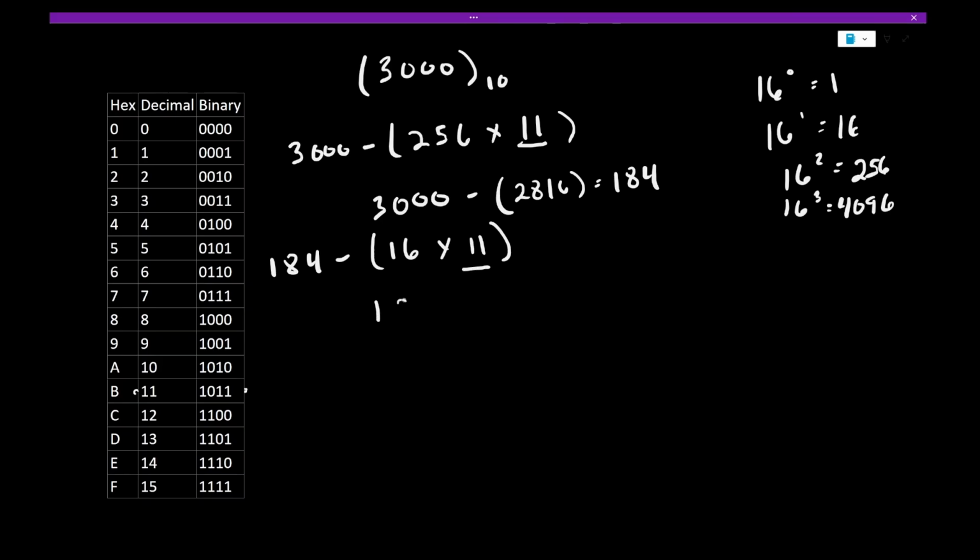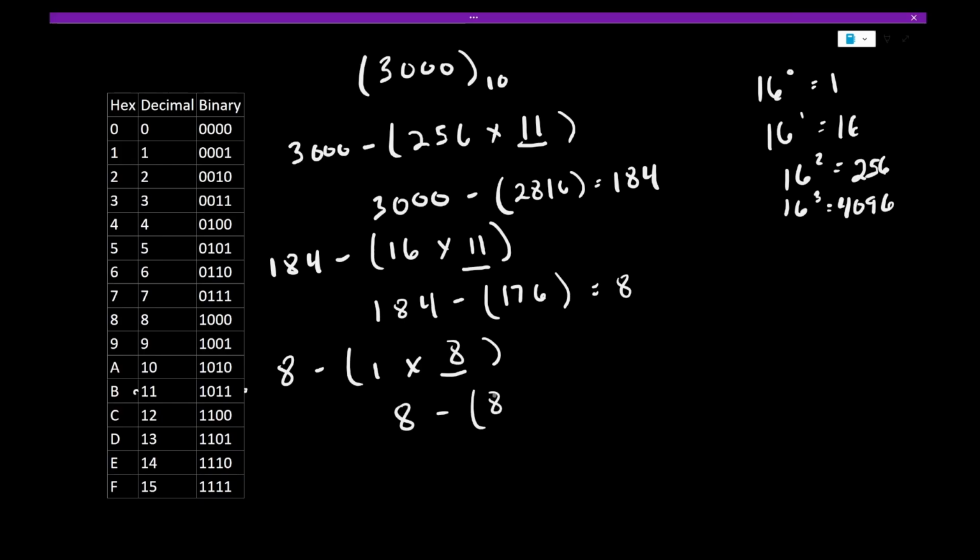Now we have 184 minus 176. And that's going to equal 8. Bring down 8. 8 minus, now the largest power of 16 that can go into 8 is 16 to the 0, which is just 1. And 1 times some number goes into 8, and of course it's 8. So now we have 8 minus 8 equals 0, and that's how we know we're done. So now we need to look at our underlined numbers, which is the 8, the 11, and the 11. And we're going to go right to left.